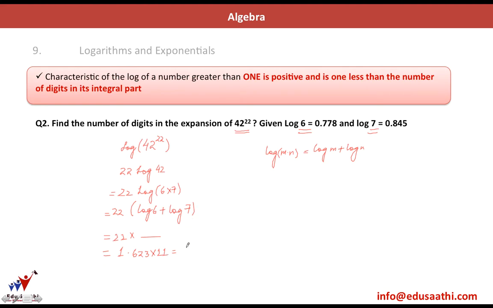So this is 35.706. And now what I have to look at is only this part of it. If I look at 35, which is the characteristic, I add 1 to 35, I'll get the number of digits. So in the expansion of 42 raised to power 22, there are 36 digits that you have.